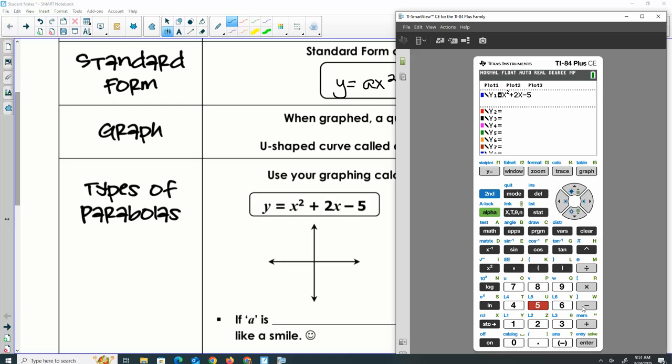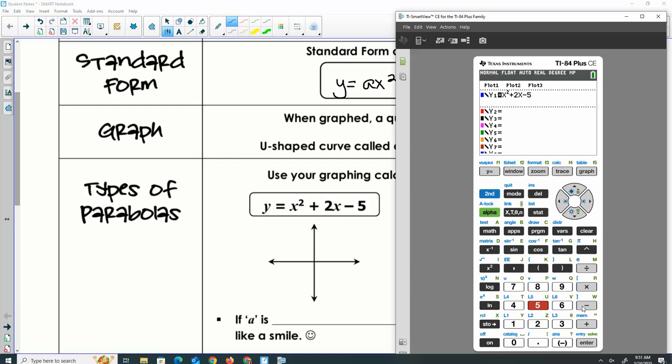Alright, did everybody get that typed in? X squared plus 2x minus 5. And then I want you to push graph. We are going to use our graphing calculators a little bit more in this chapter. Y equals, and then you're going to type in x squared plus 2x minus 5. Okay, so just to recap.